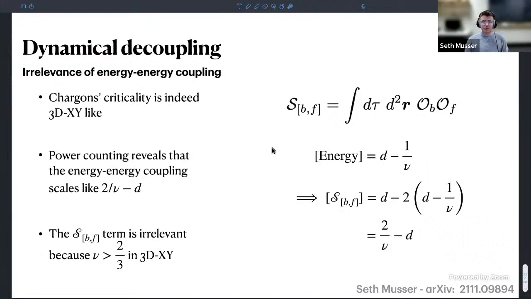We can also look at the energy-energy coupling and just do some power counting. So we know that energy scales like (d minus 1) over nu, where this is not a filling anymore. This is a critical exponent. And so we see this energy-energy term is going to scale like 2 over nu minus d. And that means as long as nu is greater than 2/3, it's irrelevant. In the 3D XY transition, nu is greater than 2/3, and so that's irrelevant.